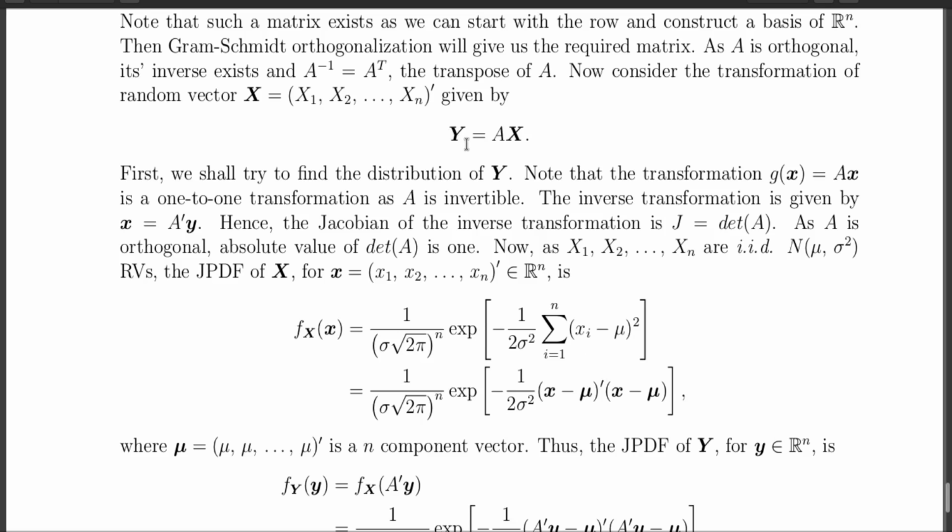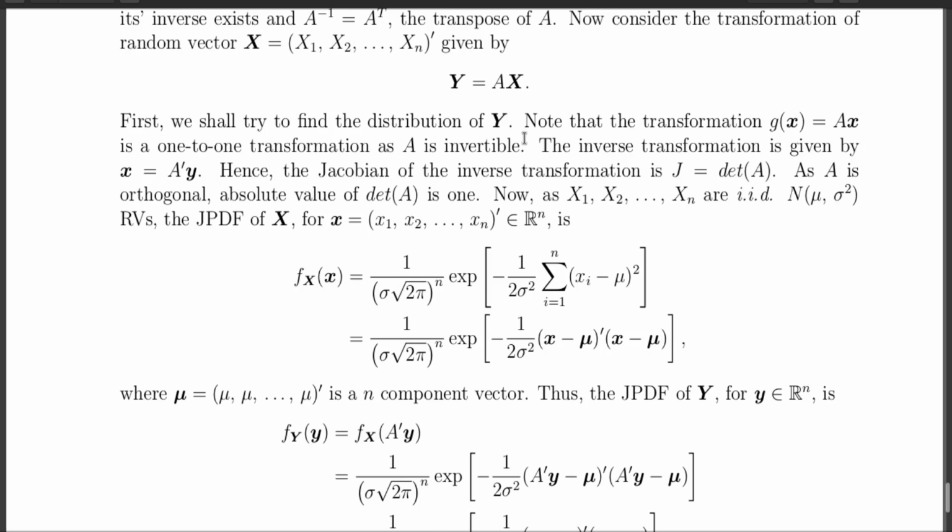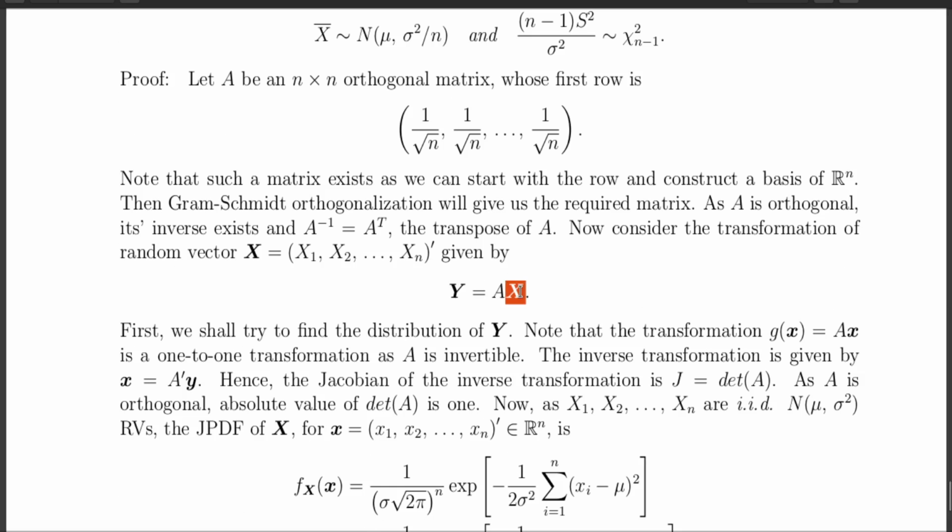Now I am going to transform the random variable x to y, with the help of a matrix A. It is an n cross n matrix, so it is a linear transformation. I try to find out the distribution of y given the distribution of x. So what is the matrix A? Matrix A is an n cross n orthogonal matrix whose first row is 1 by root n, 1 by root n, and so on, 1 by root n. So all the entries of the first row are equal.